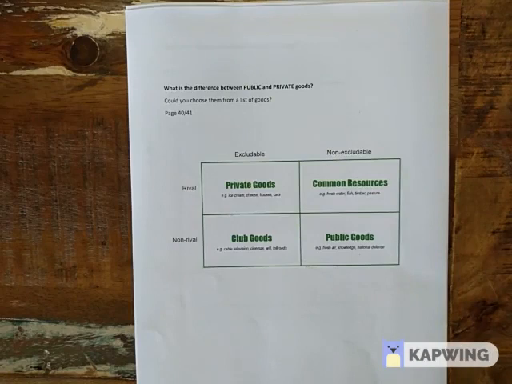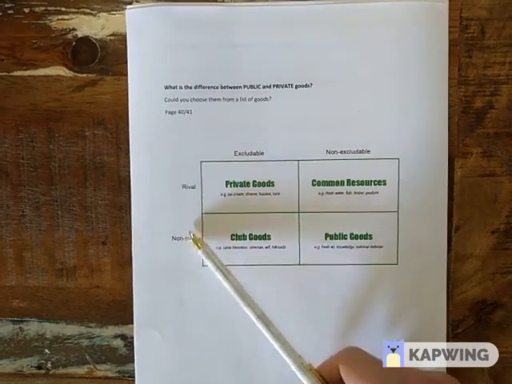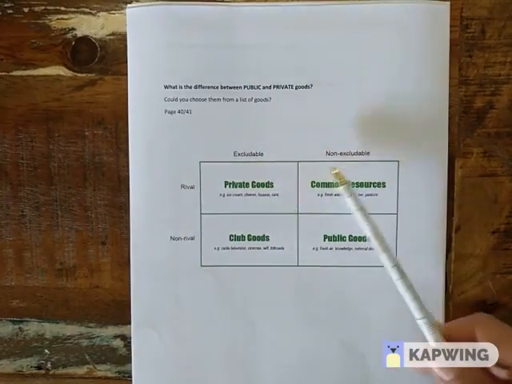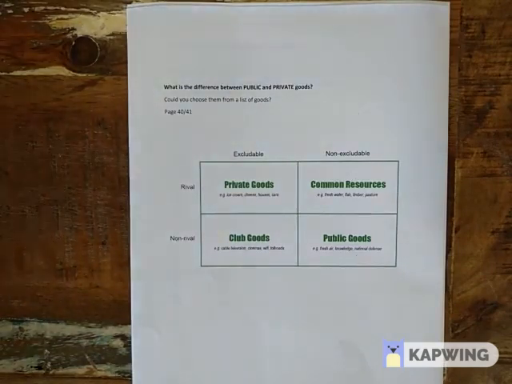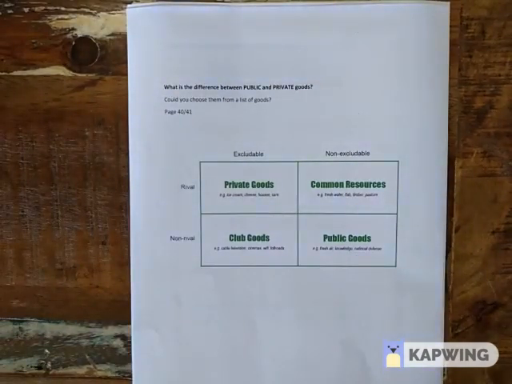What type of good a thing is determined by 2 questions: whether it is rival and whether it's excludable. Let's talk about rival first. Something is rival if consumption by one person somehow affects the consumption of other people. Excludable. Something's excludable if you can literally exclude people from that particular good. So they're the 2 questions.